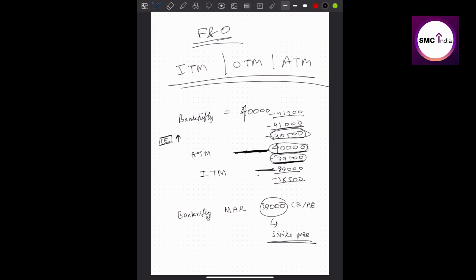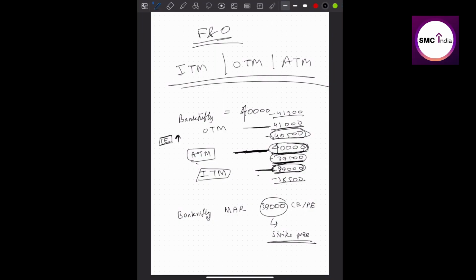CE stands for call option. When we are buying CE, we are betting the market will go up. So when Bank Nifty is trading around 40,000 and we are buying the 39,000 call option, we are betting that the market will go up, and 39,000 is much below the price where Bank Nifty is currently trading. That's why it is called in the money. Correct? Now let's see out of the money.